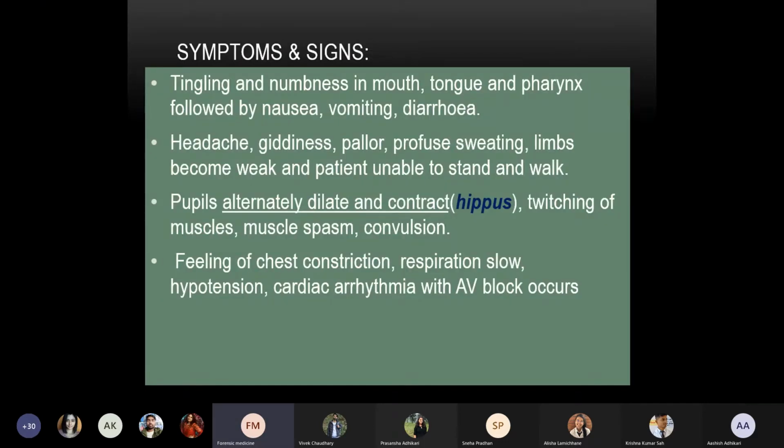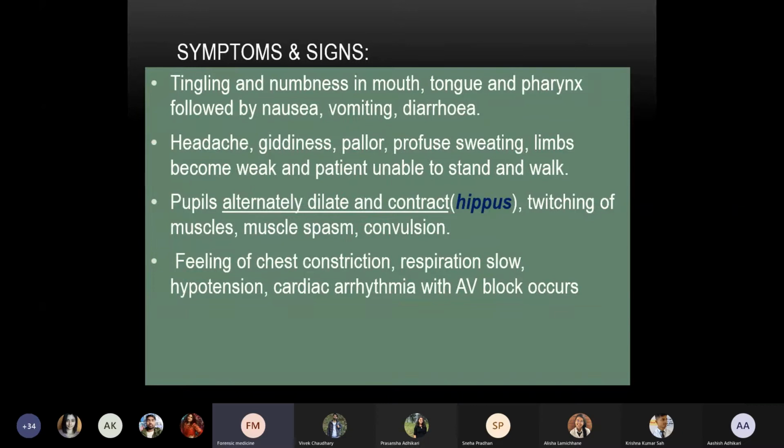Clinical features that we see in aconite poisoning include tingling and numbness in mouth, tongue, and pharynx, which is followed by nausea, vomiting, and diarrhea. Other symptoms include headache, giddiness, pallor, profuse sweating. There is weakness of limbs, and the person is unable to walk and stand. Pupils: there is alternate dilatation and then contraction of pupils, and that is called hippus pupil.